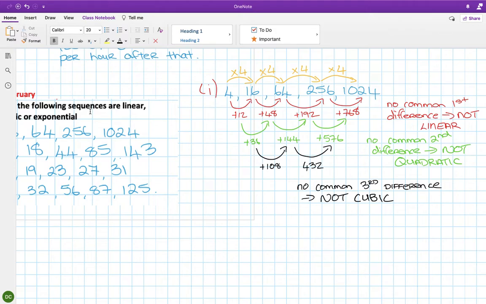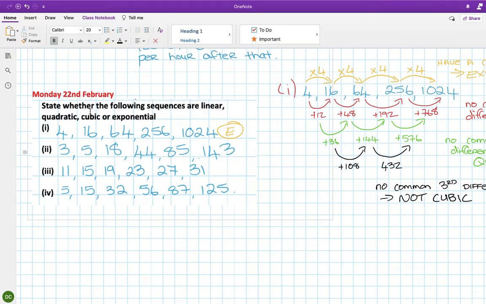So I have a common ratio, which means this sequence is exponential. So that's the first one. I'll just put an E for exponential beside it. Okay, so I'm just going to take down the second sequence and then we'll do it.